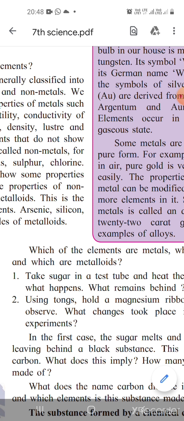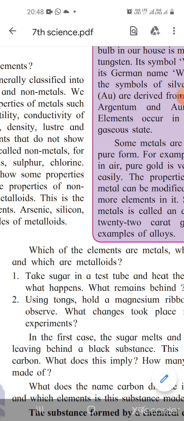Sugar is sucrose. A molecule of sugar is composed of 12 atoms of carbon, 22 atoms of hydrogen and 11 atoms of oxygen: C12H22O11. Sugar is a compound which is made up of these three elements: carbon, hydrogen, oxygen. It is a carbohydrate. Now, using tongs, hold a magnesium ribbon in a flame and observe what changes took place in the above two experiments.